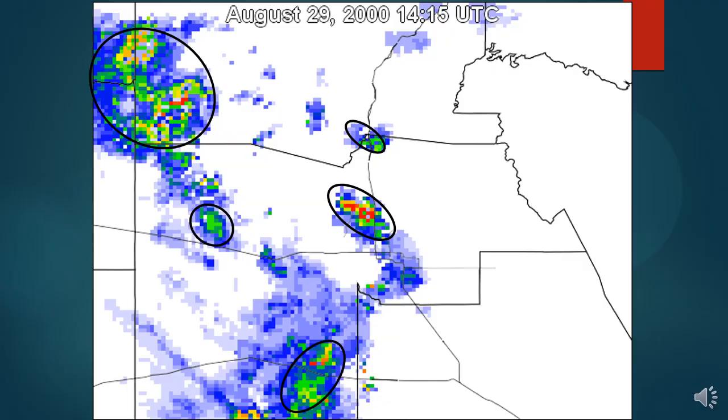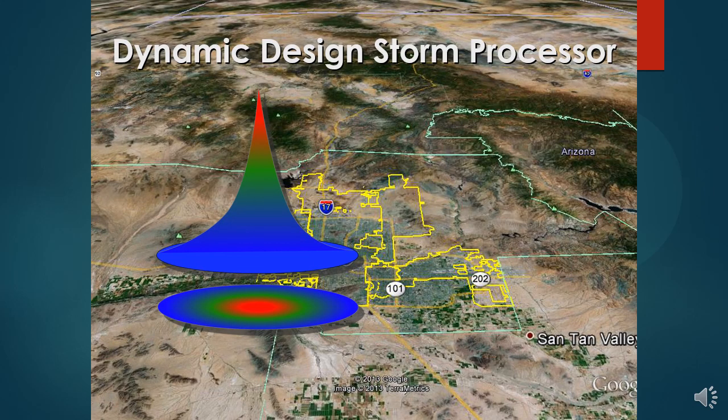Now, with this huge database of storm cells that we have, we can actually start accumulating a lot of geometric information about these storms. Again, the size, their shape, the distribution within these ellipses, their velocities, which direction they're going, how they vary seasonally, how they vary geographically. We can put all that information together. It actually starts forming the foundation for, rather than a static design storm, a dynamic design storm, and we now have the tools to develop one.